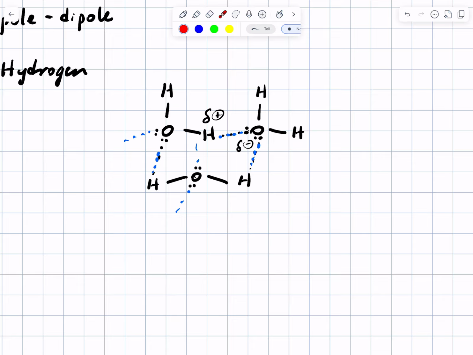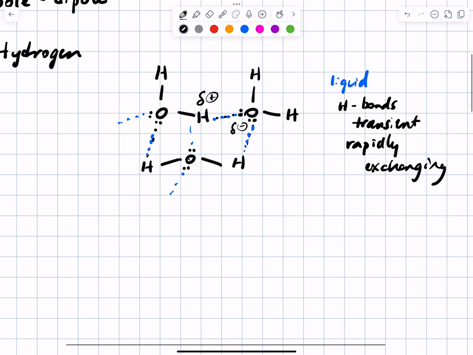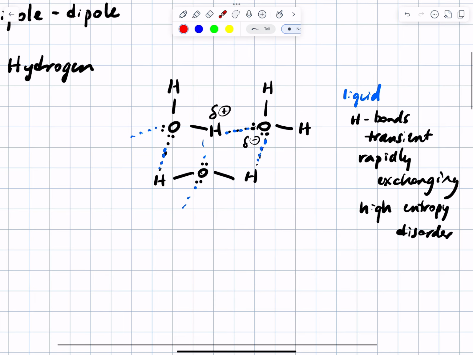Now in liquid water, of course, the molecules are moving around relative to each other. And that means that in the liquid state for water, the hydrogen bonds are transient and rapidly interchanging, rapidly exchanging even. And there is what we would call high entropy, meaning disorder, right? And it turns out to be even cooler than that.